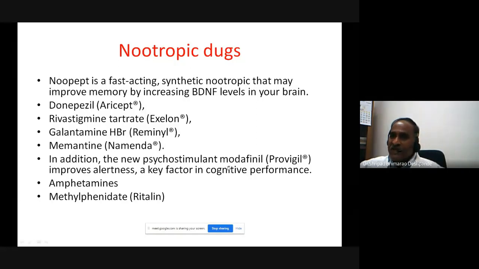So we have psychostimulants, modafinil, and amphetamines. At one time, amphetamines were prescribed. The problem with amphetamines is they will keep you active. At the same time, the memory regained cannot be recalled or retrieved. So that is the problem. That will become sequestrated. So now we have methylphenidate. So these are some of the nootropic drugs. I'm not going into the detail. I have just listed them for your interest.